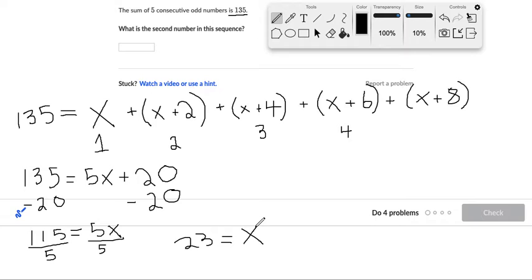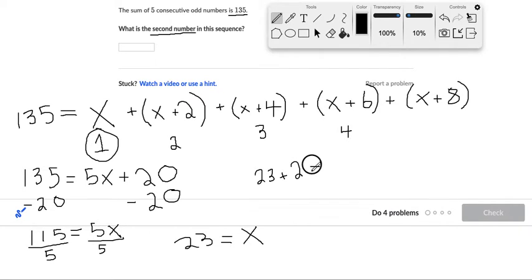And if I look back at my original equation that I made up here, x is my first number in the series. But the question is asking for what's the second number? And the second number is x plus 2. So in order to find that second number, we have to take our x value of 23 and add 2 to that. So 23 plus 2.